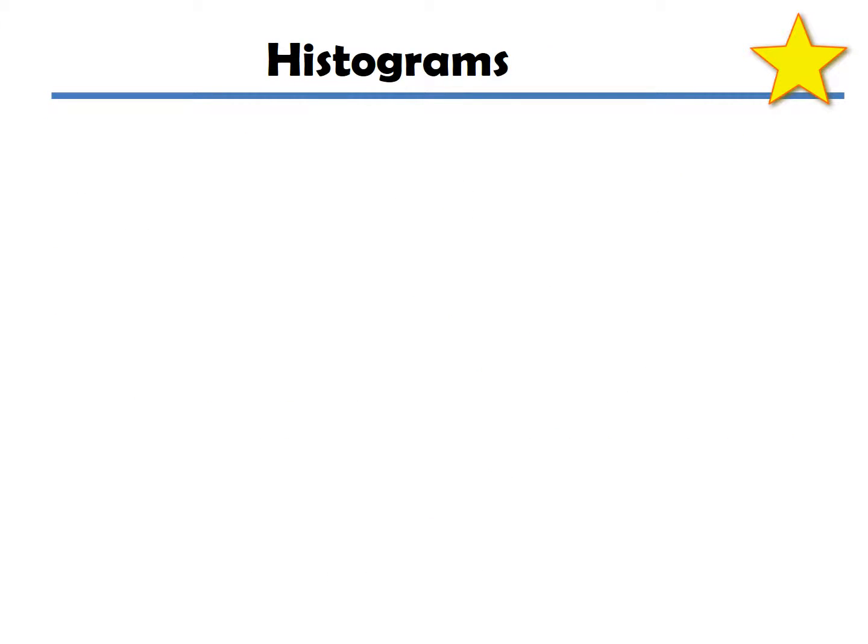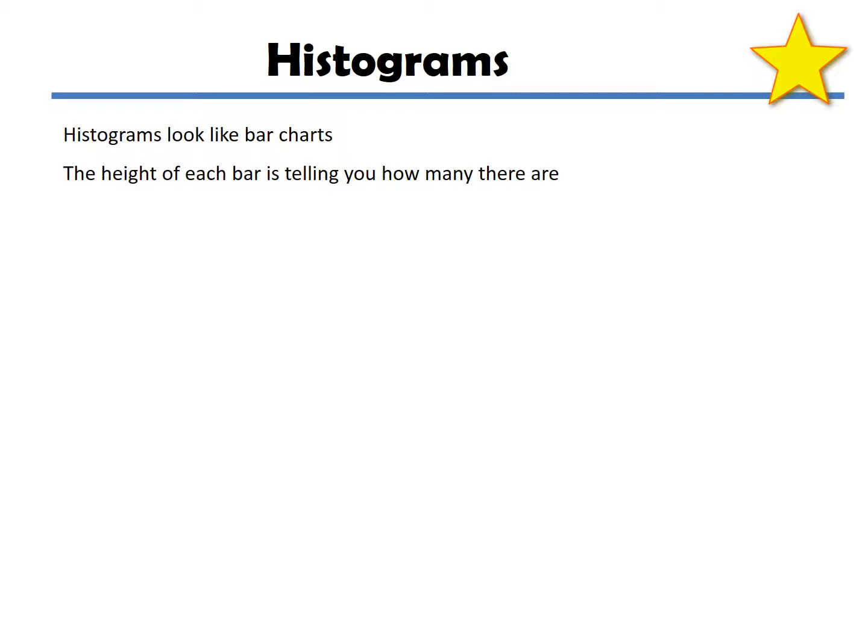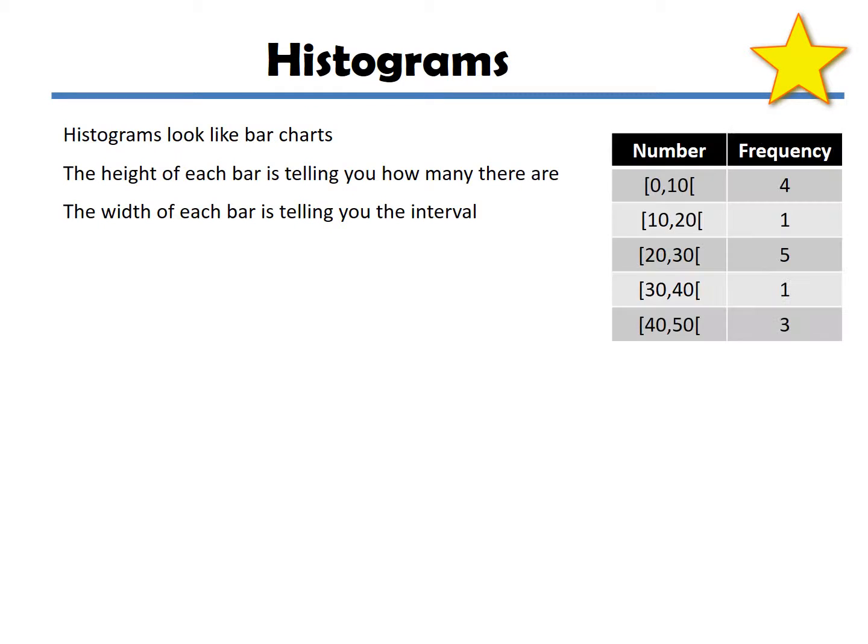Let's look at histograms first. So histograms, well, they look like bar charts. Now the height of each bar is telling you how many there are, how many of those elements there are. And the width of each bar is telling you the interval. That's important. Look at this frequency table over here.